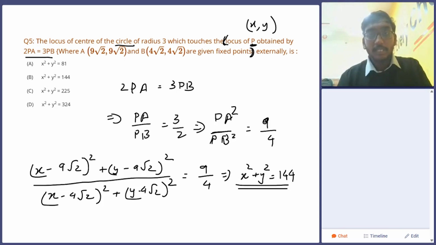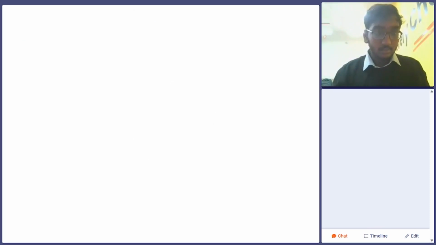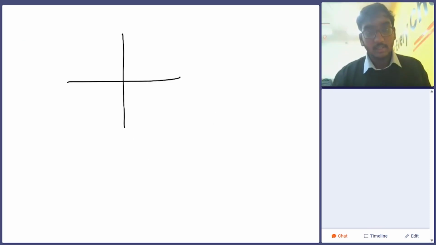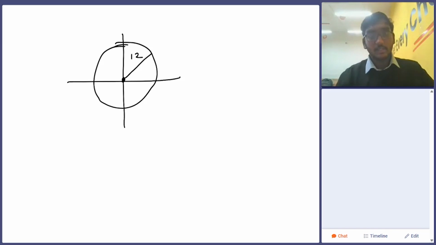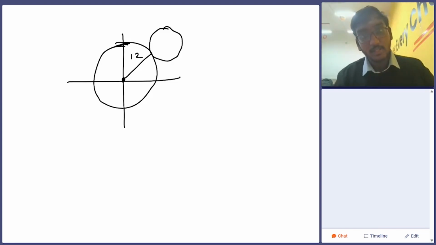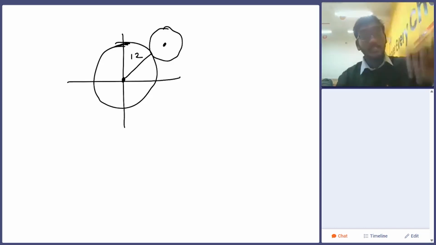So basically the locus of all such points P will be another circle which is centered at the origin. So we will just try to plot it graphically. This is the required circle. It's centered at the origin and it has a radius of 12 units. And what they are asking now is the locus of the centers of all such circles which touch this particular circle. Let's call this the primary circle. We are asking the locus of all the centers of circles which touch this circle externally. So it will be touching the circle like this, in this way.